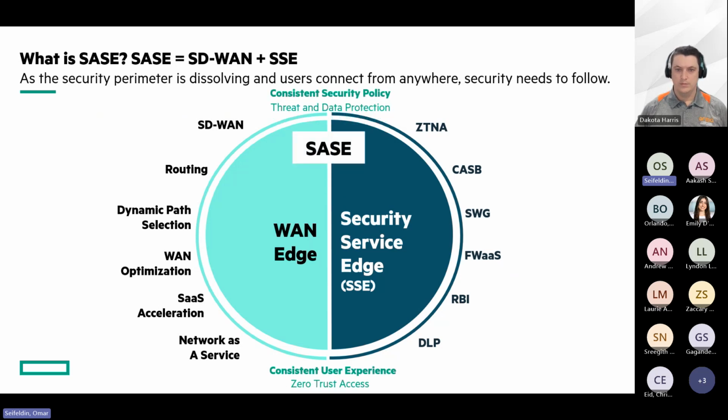So with the SD-WAN, you can apply dynamic path selection, WAN optimization, SaaS acceleration to be able to deliver the highest quality experience, and the security service edge, or the SSE, to deliver zero trust network access, CASB, SWG, firewall as a service, and we're going to talk about all these different terms. So just SD-WAN and security as a service. You can think about the SSE, or the security service edge, as cloud delivered security. I have a number of security services delivered from the cloud.